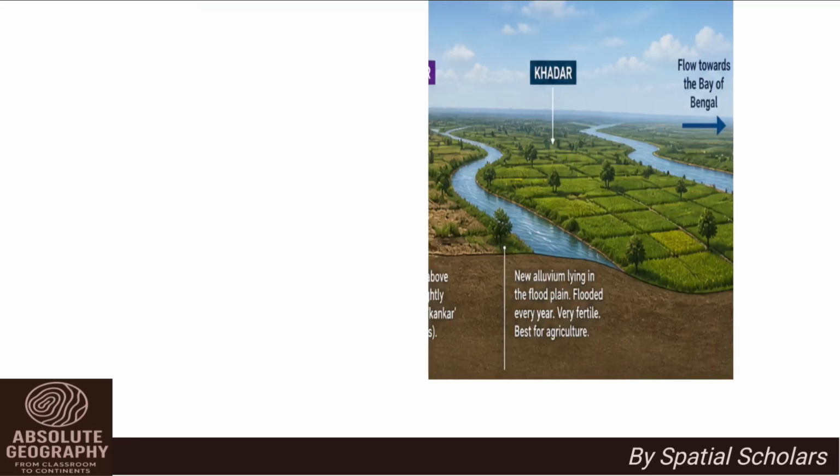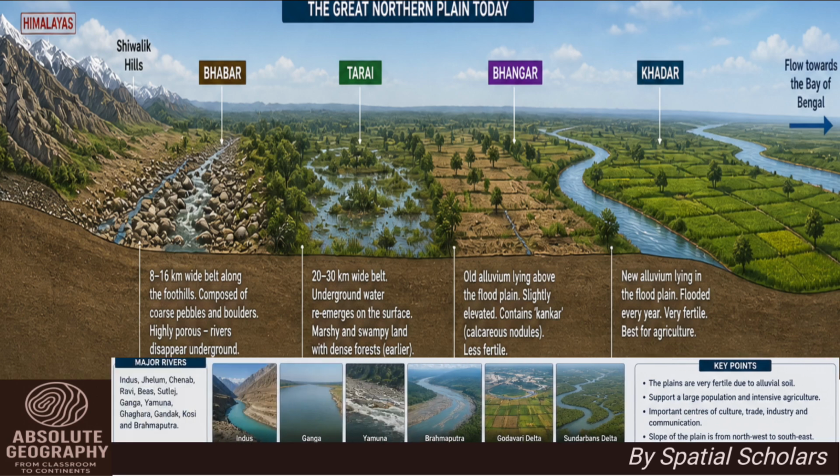Although the northern plains appear flat and featureless at first glance, they actually show considerable variations in relief and surface features. Based on these variations in relief, the plains are divided into four major divisions: Bhabar, Tarai, Bhangar and Khadar. Apart from these, there are also certain important local relief features such as Bhur, Barind and Barchans.